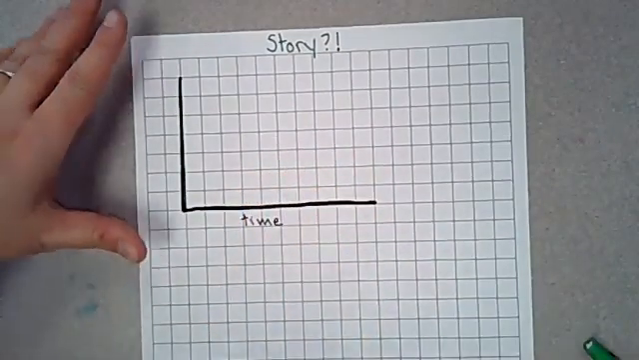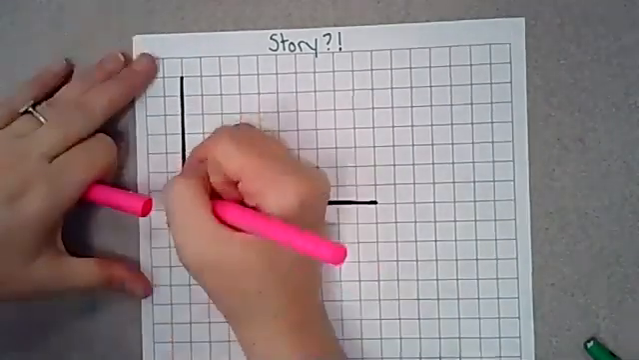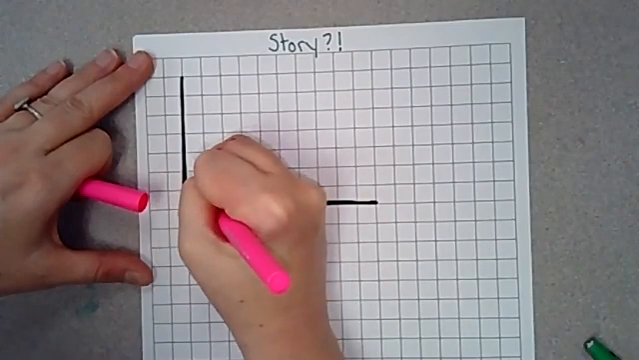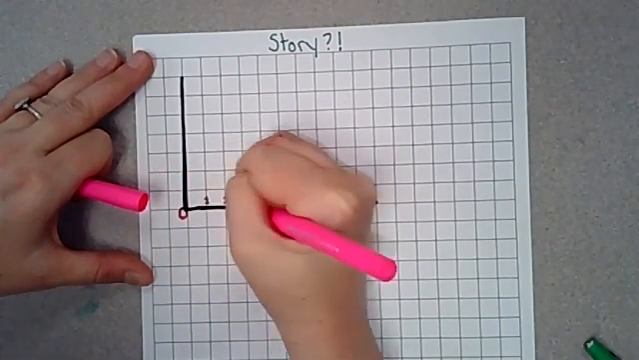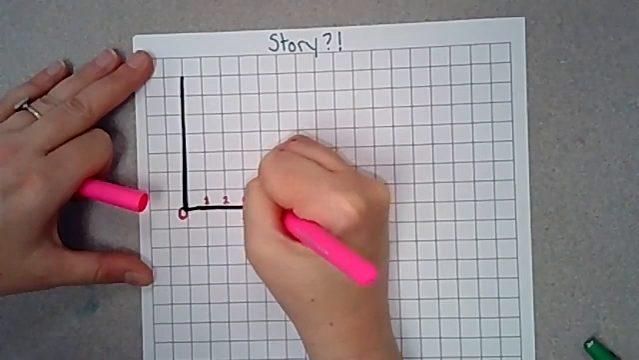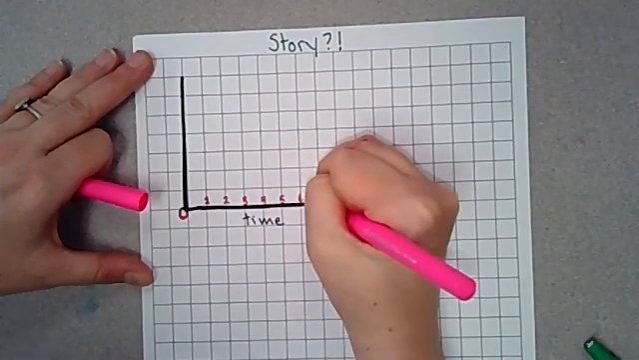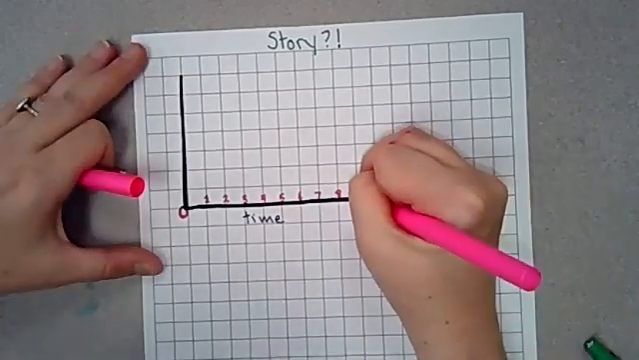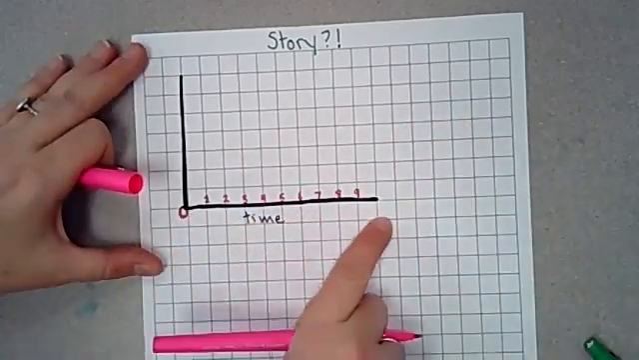So I'm going to label the bottom. This is 0. This is after 1 minute, 2 minutes, 3 minutes, 4, 5, 6, 7, 8. Okay, and I'm going to do one more, 9. So time is marching on.